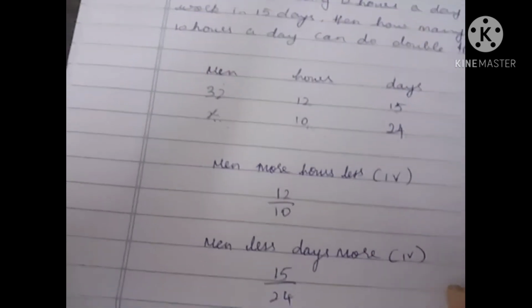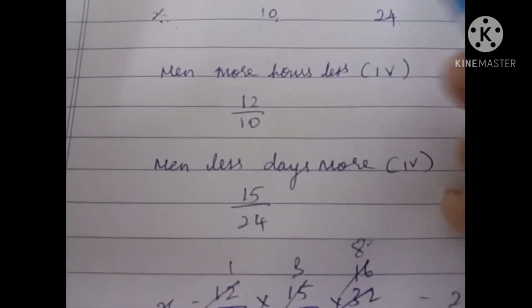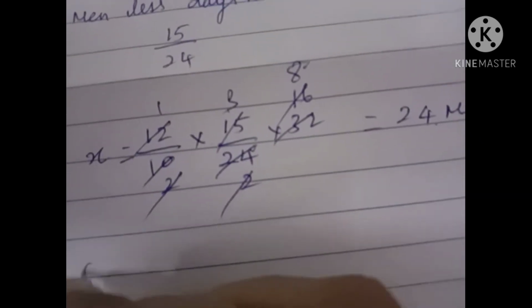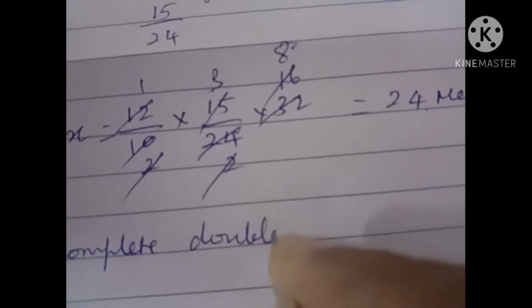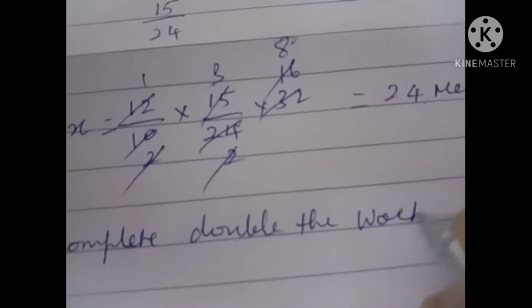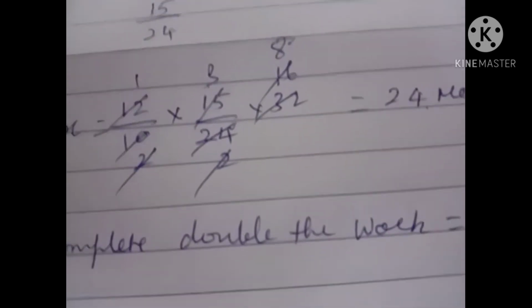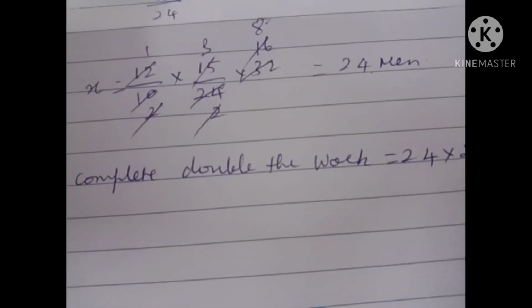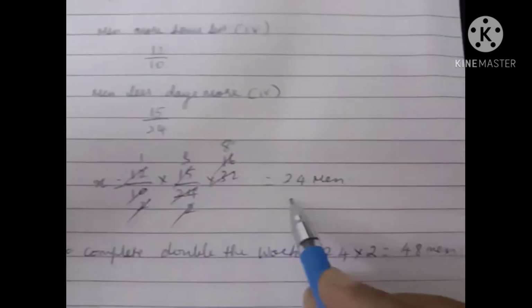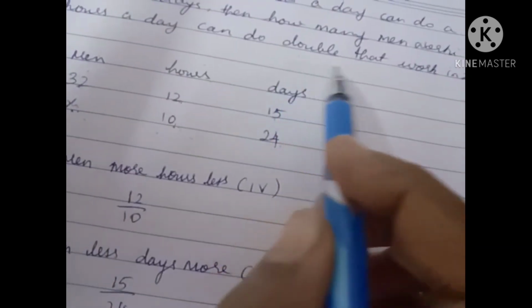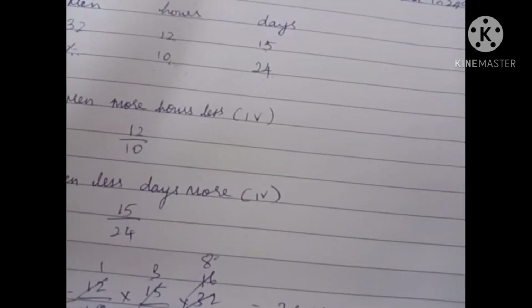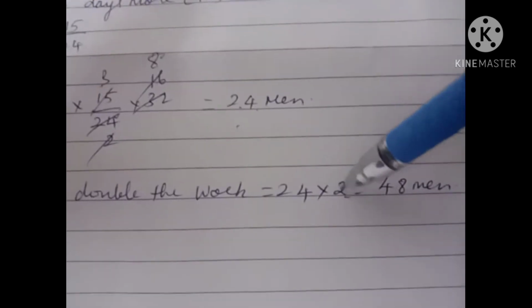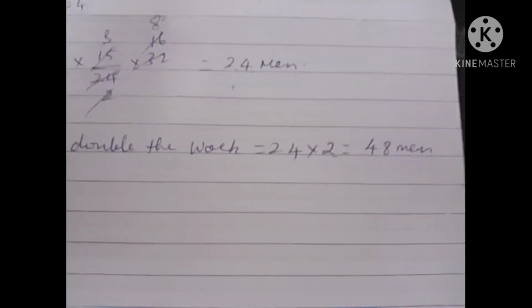can do double that work in 24 days. That means, to complete double the work, we multiply 24 into 2. To do the same work we need only 24 men, but to do double that work you have to multiply 24 into 2, which is equal to 48 men.